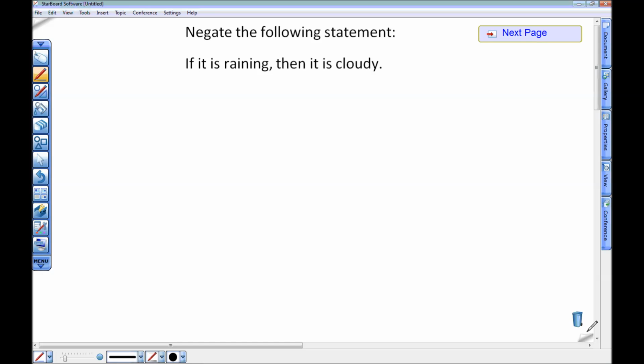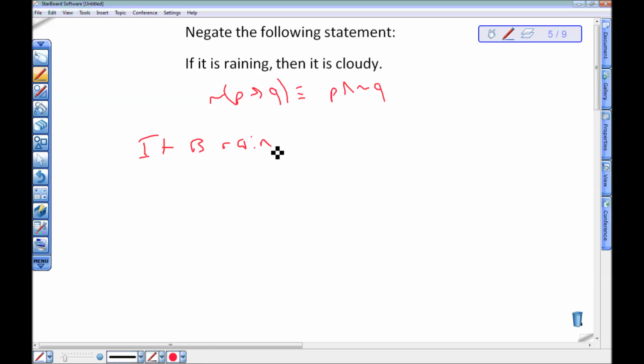So I want to negate, if it is raining, then it is cloudy. The negation of that is going to be, well, this is if P then Q, so the negation is going to be P and not Q. So it is raining and it is not cloudy. Okay. These two statements are negations of each other. If it is raining, then it is cloudy, and it is raining and it is not cloudy. They have opposite truth values.